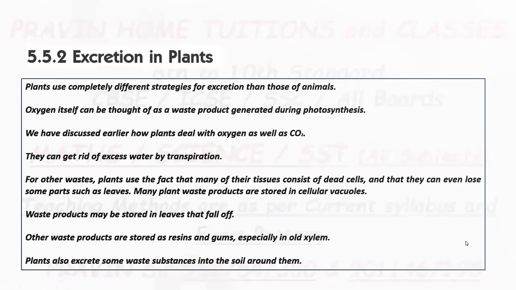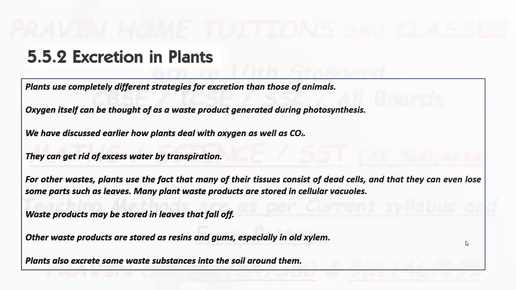Hello friends, in this video, we will learn excretion in plants. How do plants remove waste products from their body? First, oxygen is generated as a waste product during photosynthesis. It will be removed through stomatal pores, through roots, through stem. Excess water will be removed by the process of transpiration.